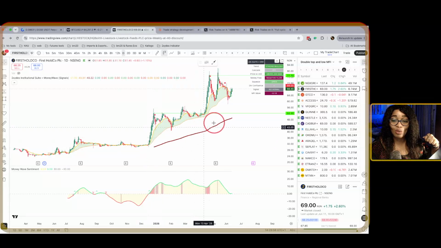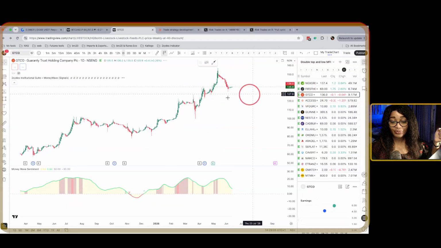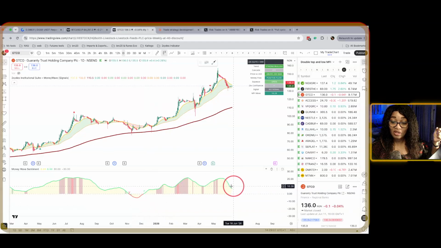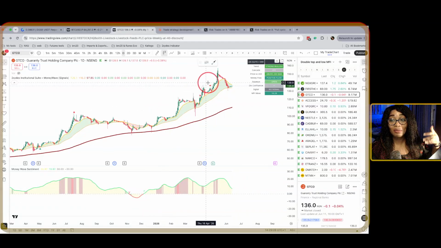And where will it find support? Hopefully around the 200 EMA. So those are my thoughts. So let's look at GTCo. So this is in positive money flow. Still looks like it might still have some strength to move much higher.